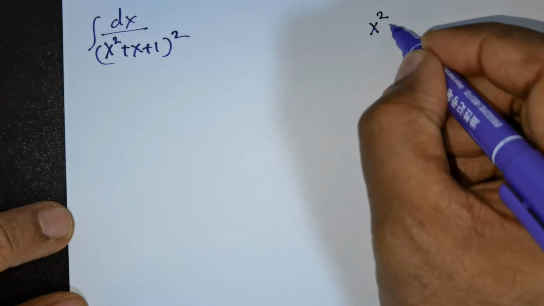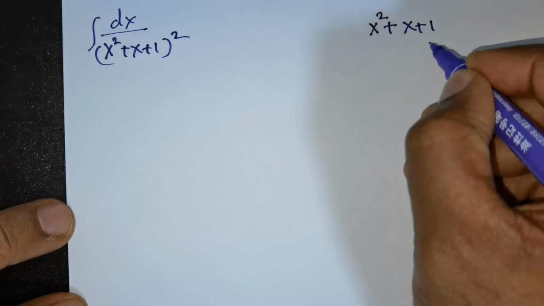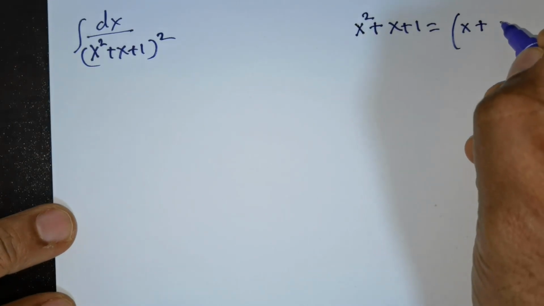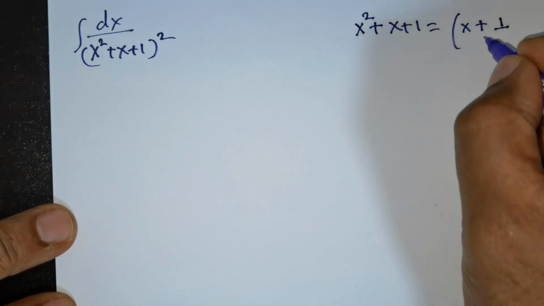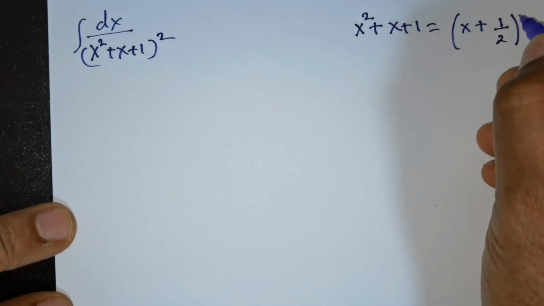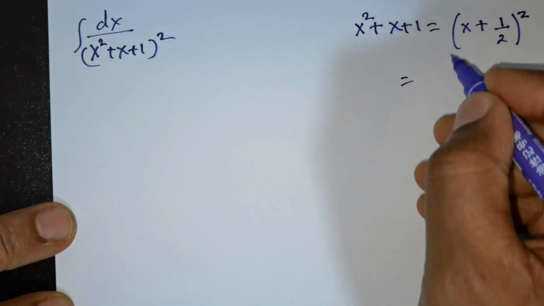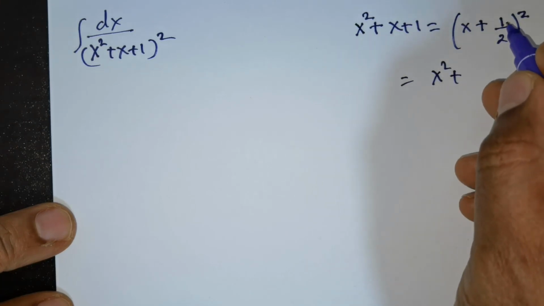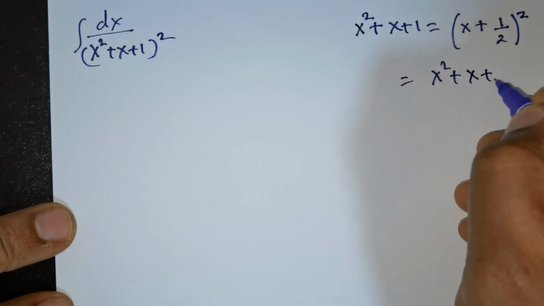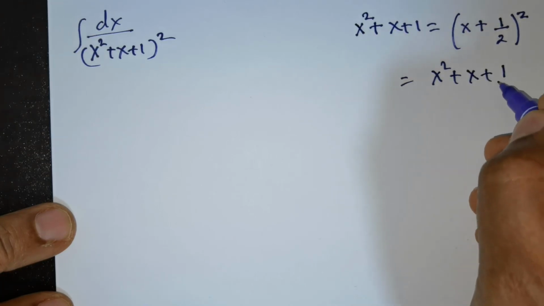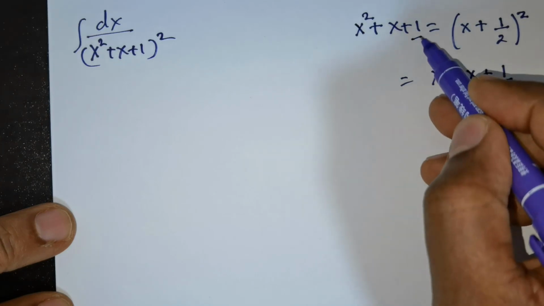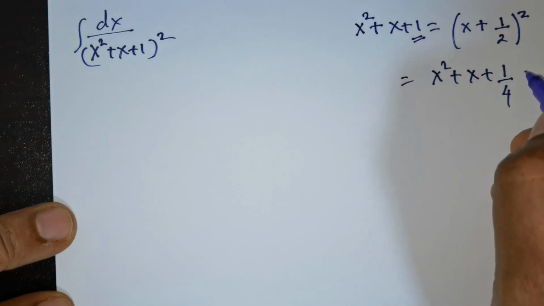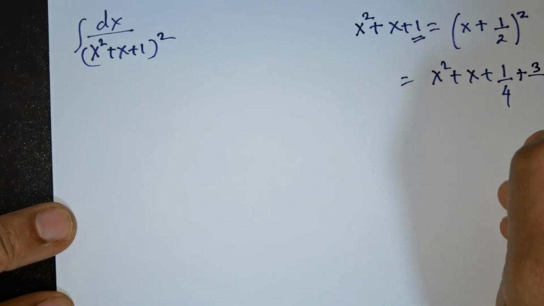So let me just take x² + x + 1. I'm going to write this as (x + 1/2) raised to the power of 2. If I were to expand this, I would get x² + 2 times x times 1/2, that would give me x, followed by (1/2) raised to the power of 2, that's going to be 1/4. I need to have a 1 here. I got the first term, the second term, but I need to have the 1 over there. So that is achieved by adding 3/4.